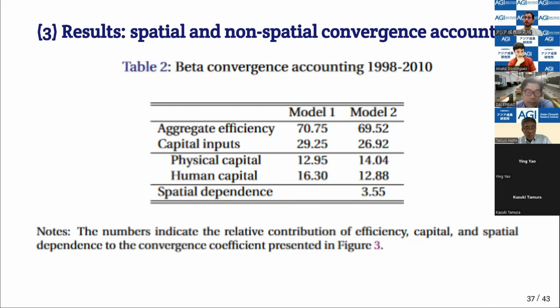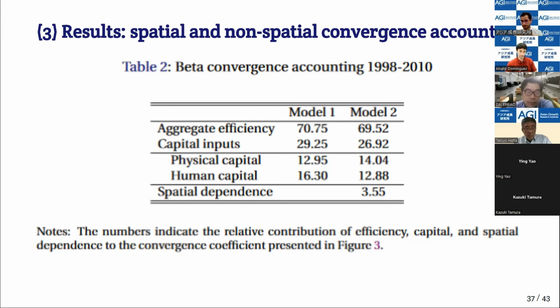In this new interpretation that we give to the augmented Solow model, we have the role of space, and we can study the contribution of space. And what's the contribution of space? Well, the contribution of aggregate efficiency does not change much. It's about 70%, but the capital inputs have a much lower contribution. Physical capital, although it increases, human capital decreases. And then we have the role of space. So space itself, this neighbor effect, can explain about 4% of the overall convergence of Chinese provinces.